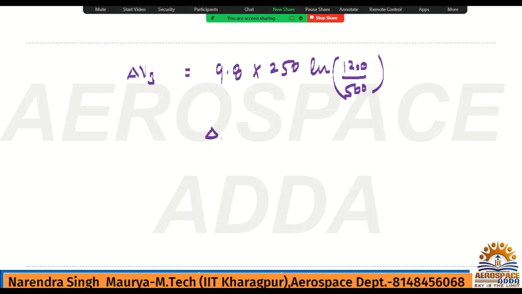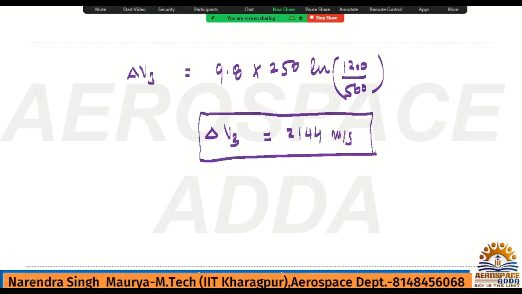If you calculate this, it is 2144 meter per second. This is the delta V3. And if you check, this problem was a little bit lengthier. Why? Because in this case for each stage the ISP was different, no? And for that reason only, even the mass ratio, if you check, was different.